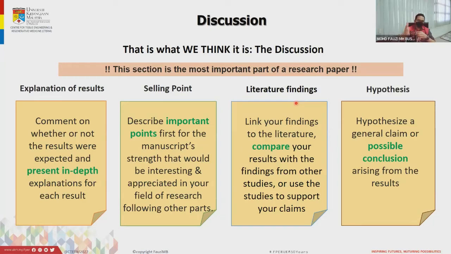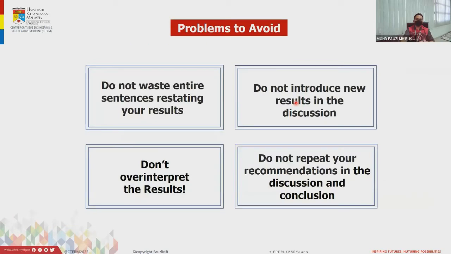Okay, why are they finding it like this? Why am I finding it like this? Is it that your finding suddenly has a sharp peak in the data, but the previous paper doesn't have it? That's why you need a better explanation in the discussion section. And then the hypothesis, a general claim or possible conclusion, maybe at the end of the discussion section. It's not really the final conclusion for the discussion section.